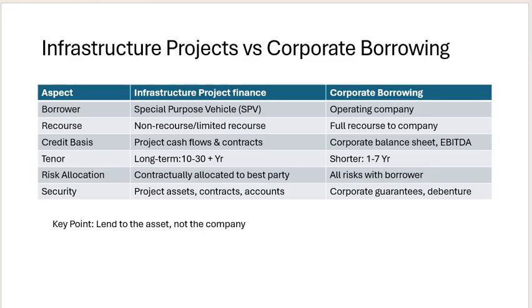And in corporate borrowing, all risks are with the borrower. If the borrower defaults, then he needs to pay. But in infrastructure project financing, risk is contractually allocated, and we need to identify the best party.